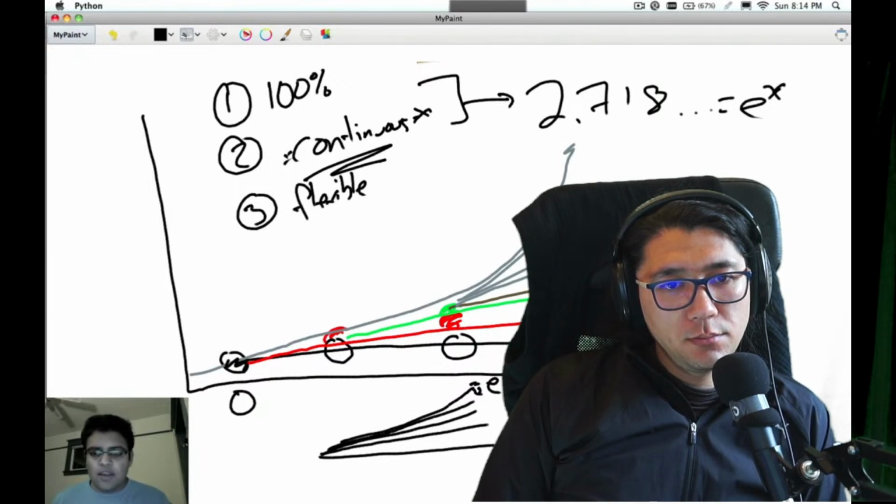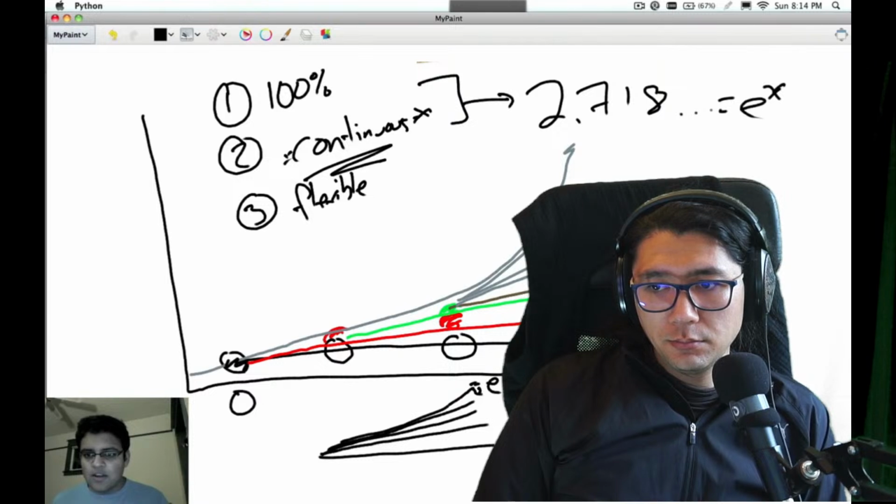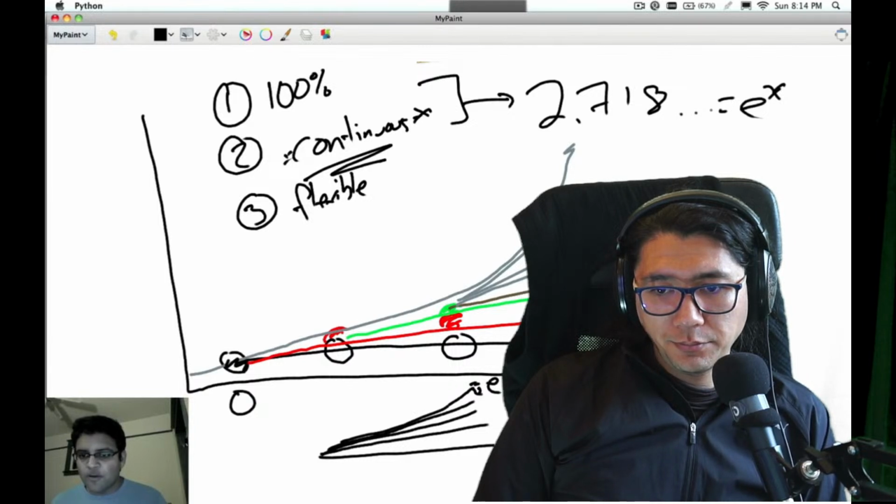So I actually consider it e to the rt. So this is e to the rate times time. Oftentimes the rate is 100%, so you don't see it, because 100% is 1.0, right? So you don't actually see it. It's invisible.